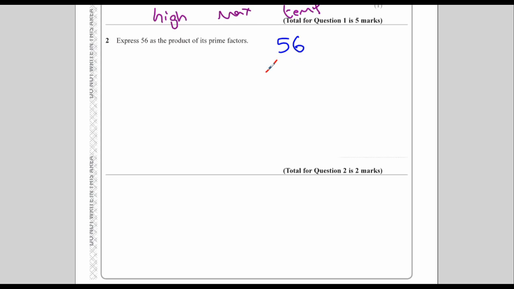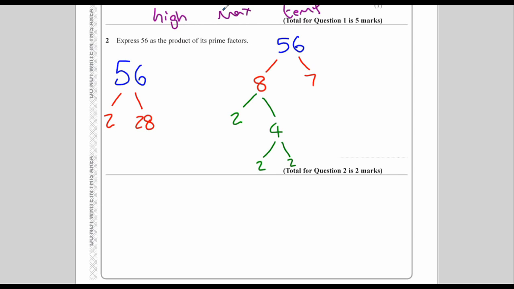Now, if you know your times tables well, you might know that 8 times 7 gives you 56. Or if not, don't worry, you can just say 2 times 28 gives you 56. I'm showing two ways. You wouldn't have to do this in an exam, but I want to show you how it can still work both ways. Now 8 is 2 times 4 and 4 is 2 times 2.